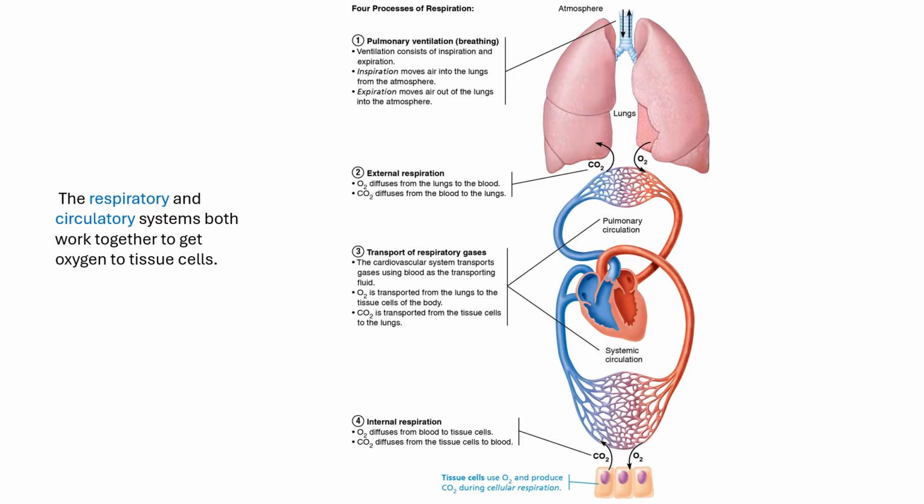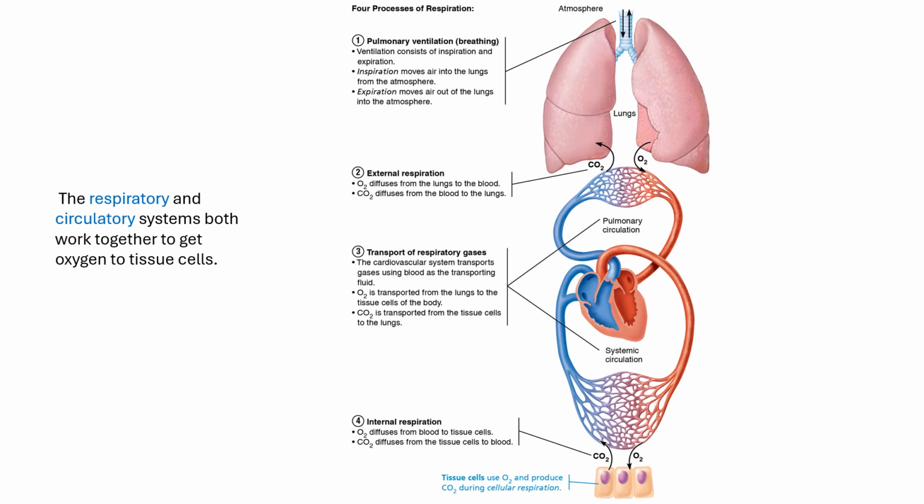So the first step is pulmonary ventilation. Pulmonary ventilation, in simple words, we call it breathing. So ventilation consists of inspiration and expiration. What is inspiration? A movement of air into the lungs from the atmosphere. So when we breathe the air in, it is known as inspiration. And when we exhale the air out, it is known as expiration.